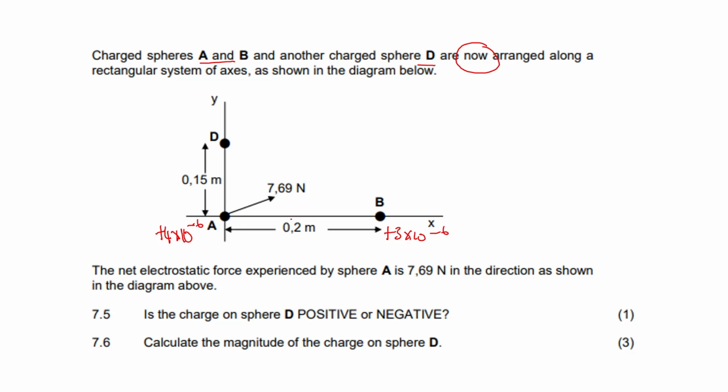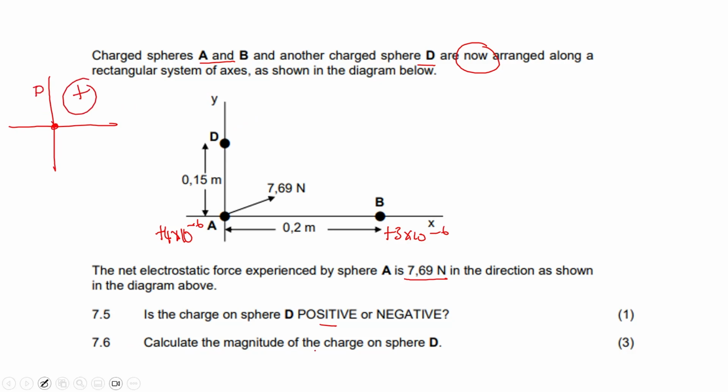They give us the distances and they also give us the net electrostatic force, which is 7.69 newtons. 7.5, is the charge on sphere D positive or negative? It has to be positive. Why? Because it's on the positive side of the axis. If you just draw a Cartesian plane, that is where D is, so it's going to be positive.